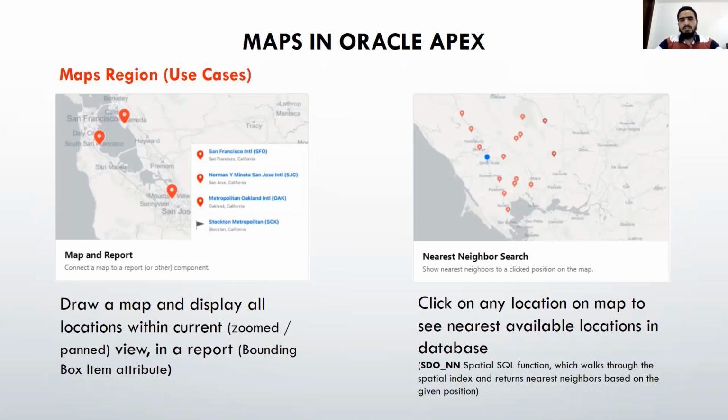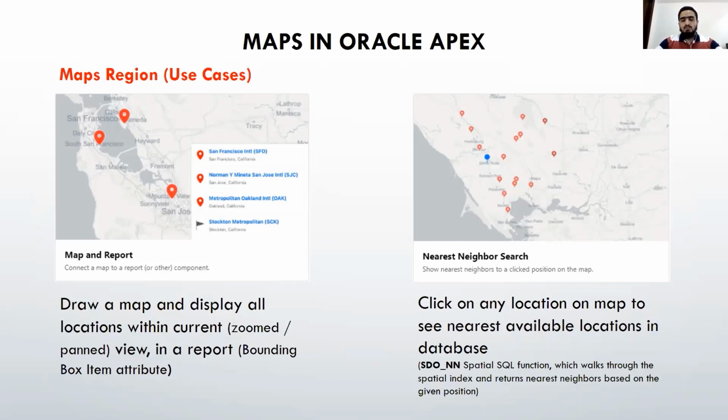We can mention the radius, specifically in which region of the map, or what will be the radius from that point where the location should be shown, and how many locations or how many data points we will show related to that specific point.